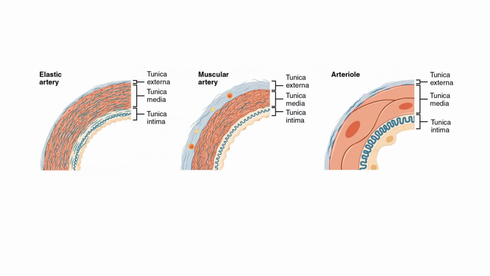This is the diagrammatic structure. In the elastic artery, the tunica externa is very thin, and the tunica media is higher. But in a muscular artery, the tunica externa is of medium thickness, the tunica media has been reduced, and the tunica intima is the same as that of the elastic artery. In an arteriole, the tunica media is much larger than the tunica externa, and the tunica intima is also higher.